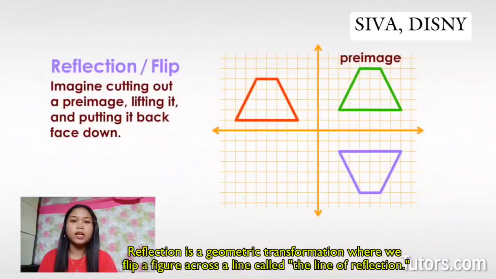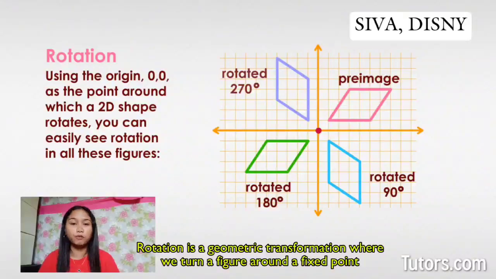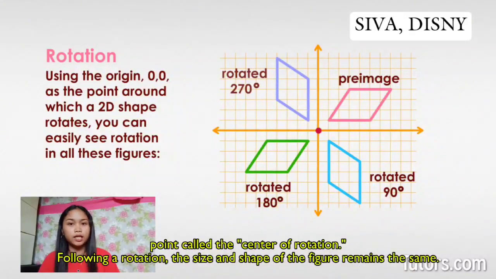So reflection. Reflection is a geometric transformation where we flip a figure across a line called the line of reflection. This creates a mirror image that keeps the original size and shape of the figure but appears flipped or mirrored. Rotation is a geometric transformation where we turn a figure around a fixed point called the center of rotation. Following a rotation, the size and shape of the figure remain the same.